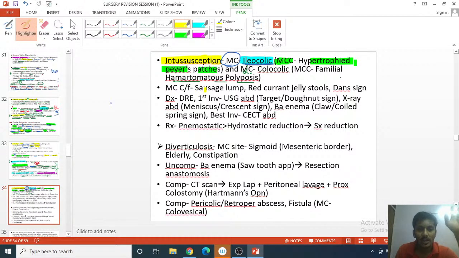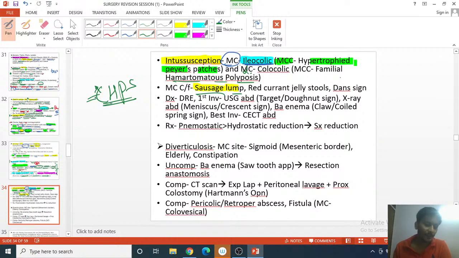Then the most common clinical features. What will be the most common clinical feature? I have already told you. On palpation, you will feel a sausage-shaped lump. Where did we find an olive-shaped lump? Anybody? We find a sausage-shaped lump in intussusception. An olive-shaped lump was seen in cases of CHPS, that is congenital hypertrophic pyloric stenosis, whereas a sausage-shaped lump is seen in cases of intussusception. Please remember.